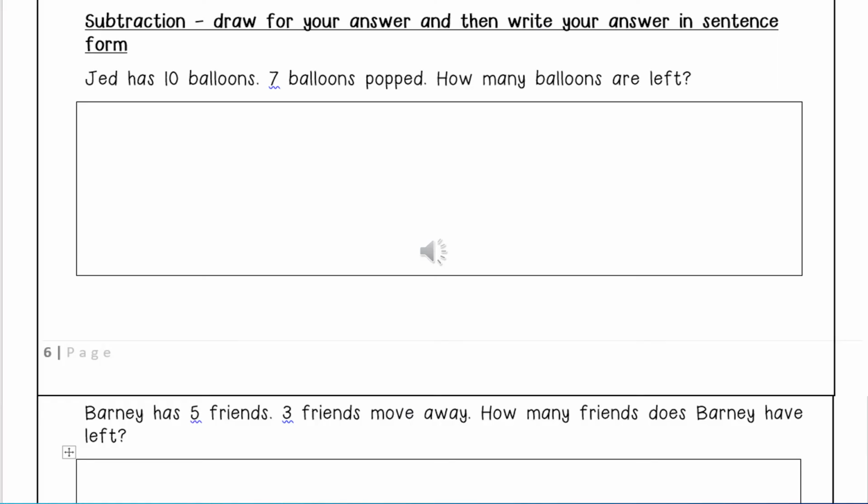At the very bottom of the very same page, page number 6, we have our very first subtraction word problem. On page 7, there is another word problem. A lot of us get confused when it comes to subtraction word sums. So now we are going to do an example together to remind ourselves so we don't get confused and make the same mistakes that we did last term.